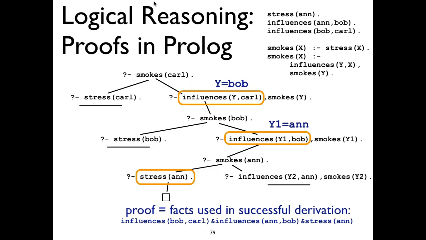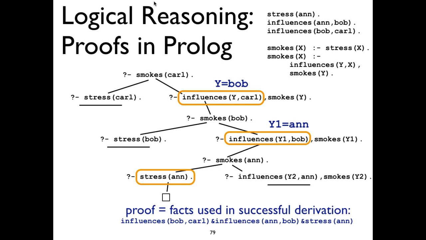The second thing I can do is ask whether there's somebody who influences Carl and who smokes. I apply the second rule. Okay, I've got two conditions now; I have to prove this and that. Is there somebody who influences Carl? Yes, there is. If I substitute Bob for Y, then Carl is influenced by somebody, and all I need to prove is smokes. This Y equals Bob propagates, so I get smokes of Bob here.